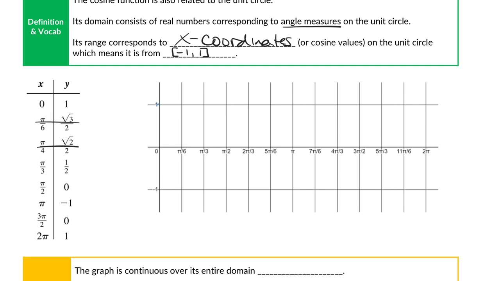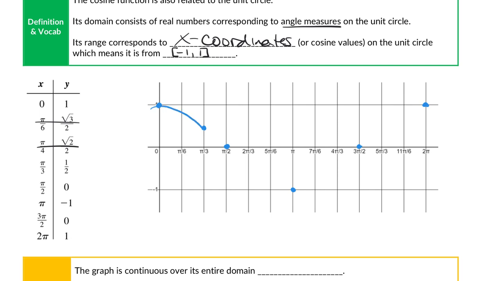At angle 0, the horizontal displacement is 1 because we are fully to the right of the unit circle. When we get to pi over 3, we are at 1/2, so we are halfway back towards the y-axis. At pi over 2, we are on the y-axis, so our horizontal displacement is 0. At pi, we are fully to the left of the unit circle, so that's -1. At 3 pi over 2, we're back to 0, and at 2 pi, we make it back up to that maximum value of 1, because that's a horizontal displacement on the right.